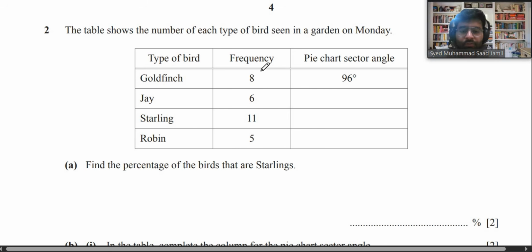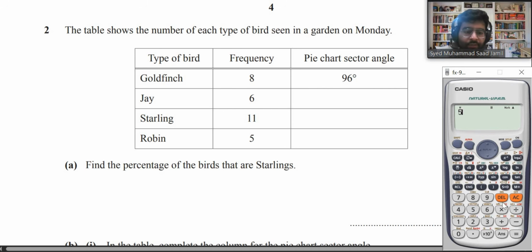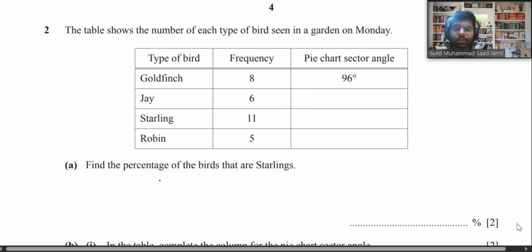So first of all, find the total number of birds. To find the total number of birds, we will add all of these. 8 plus 6 plus 11 plus 5, plus 6 plus 8. So we have 30 birds. So out of 30 birds, 11 are starlings. So we do 11 upon 30. And whenever we have to find a percentage, we multiply by 100.